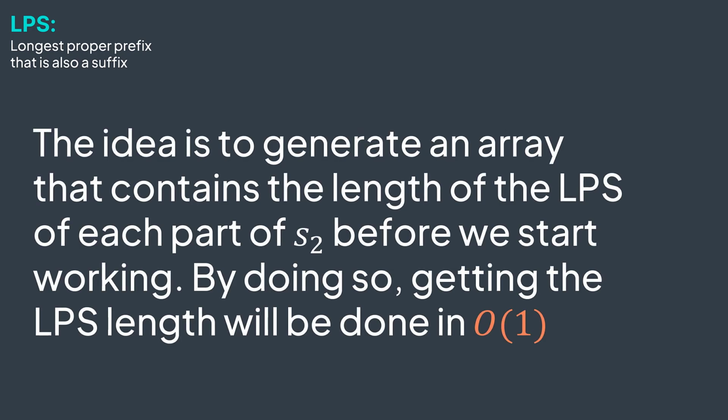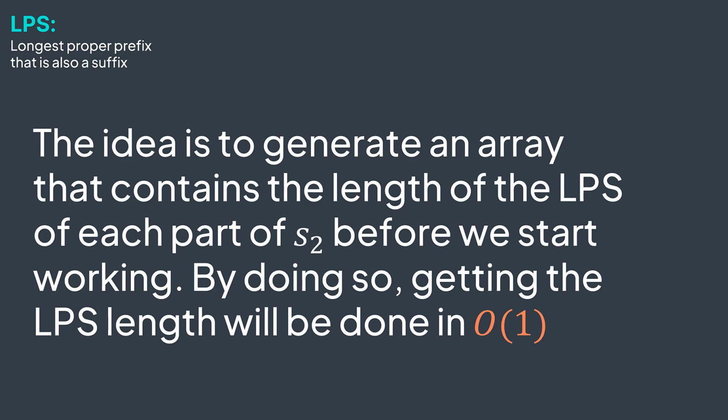But what if instead of always losing O of m time to compute the length of the LPS, we compute the length of the LPS for each part of S2 at the beginning, we put the result in an array so that when we start working, finding the length of the LPS will cost O of 1 only. We just take the value from the array. And that's what the KMP algorithm does.